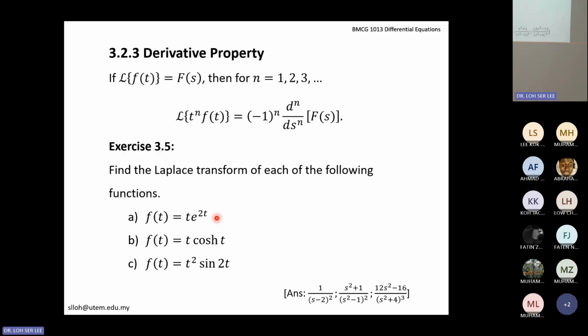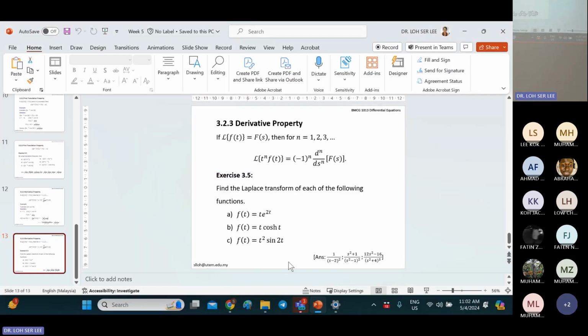If you look at the exercise, this is n is 1, n is 1, this is n is 2. So from questions A and B, we differentiate one time, but C, we need to differentiate two times. Now we try this. Any question for this? Okay, let's try the exercise.